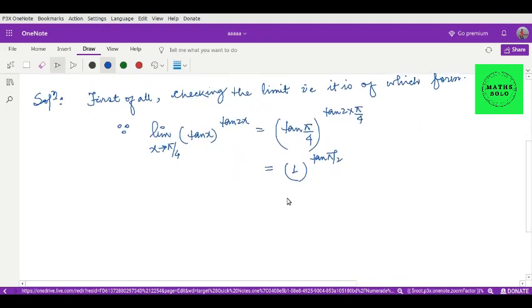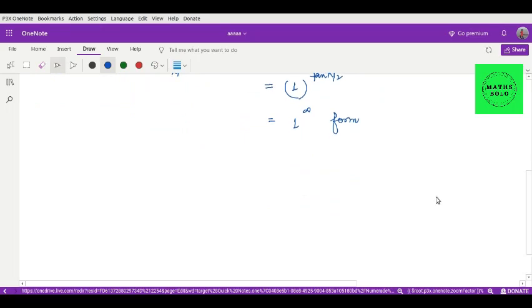Now this equals 1 to the power of infinity form. Since 1 to the power infinity is an indeterminate form, therefore we have to evaluate it.